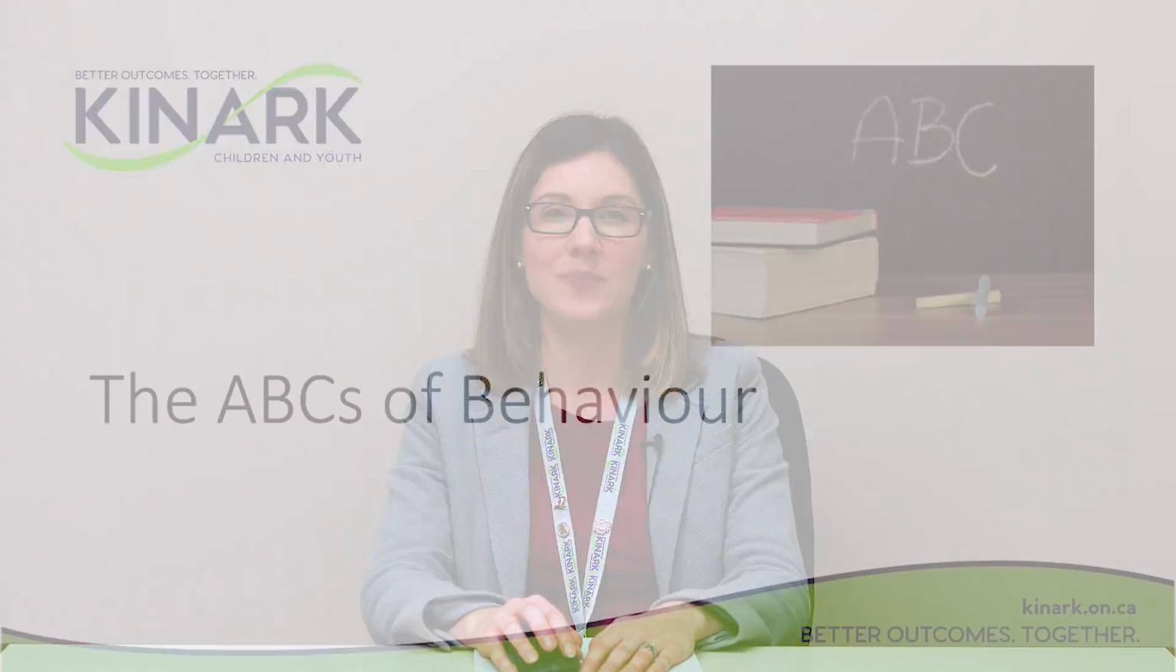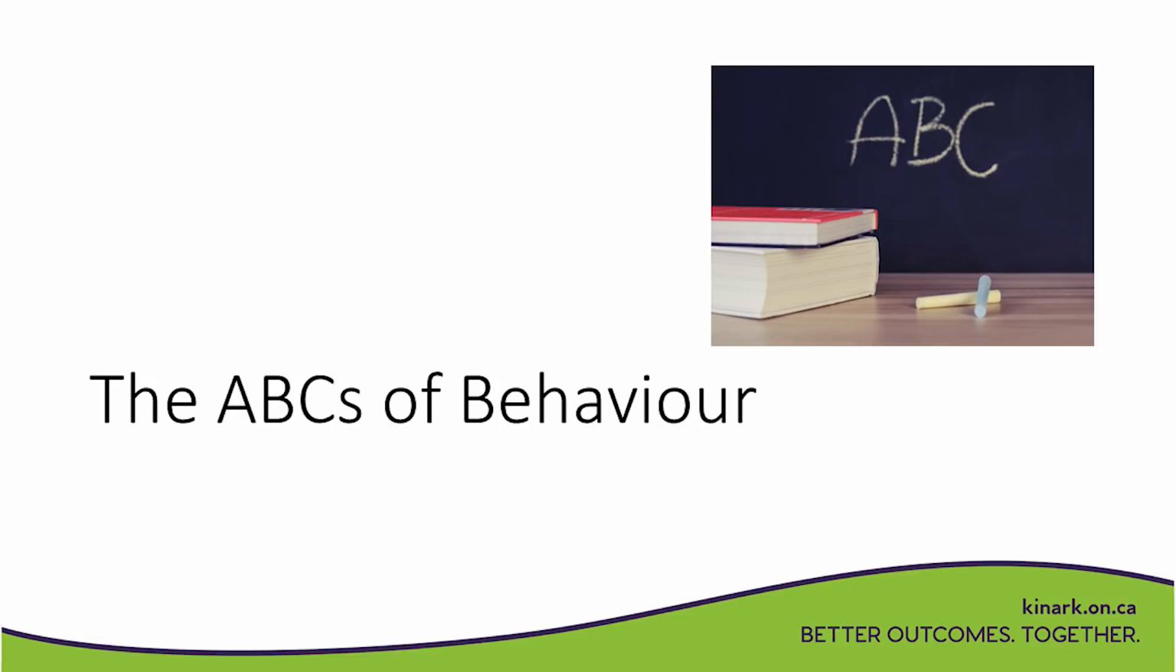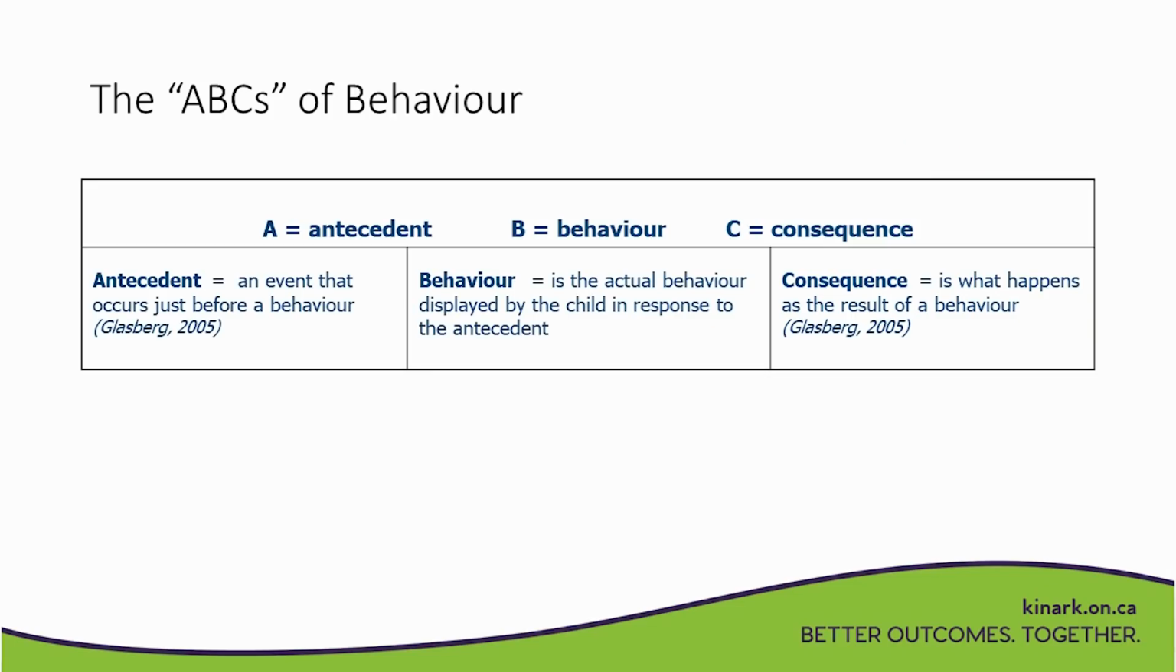Next, let's cover the ABCs of behavior: antecedents, behaviors, and consequences. An antecedent is any event that occurs immediately before a behavior. A behavior is the observable behavior displayed by the child in response to the antecedent. A consequence is what happens immediately after a behavior.